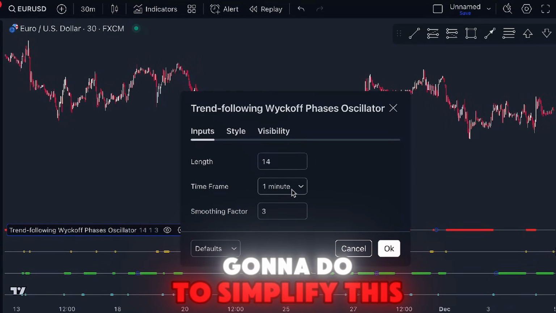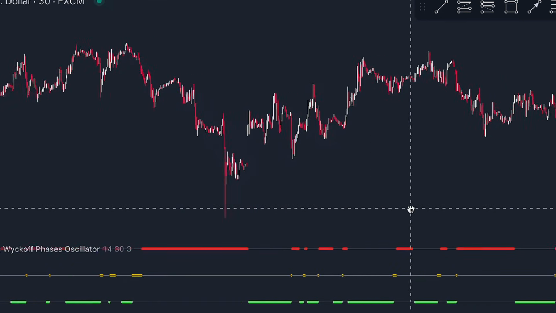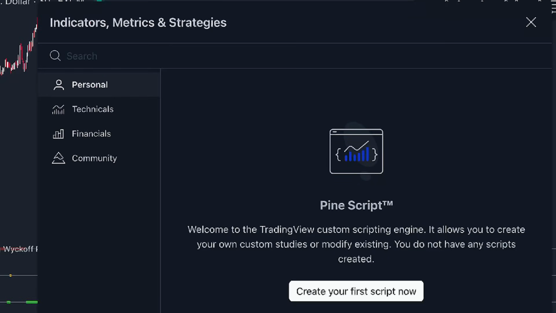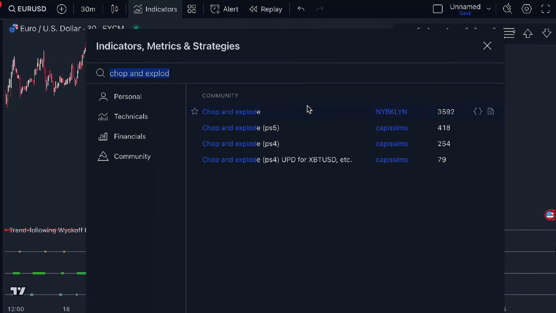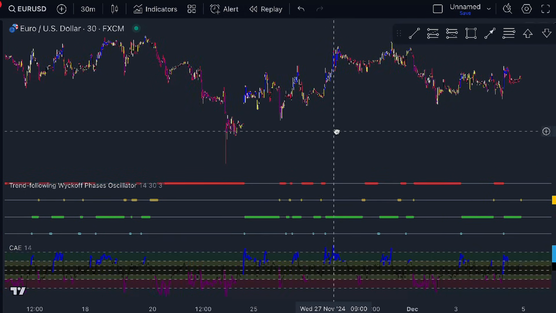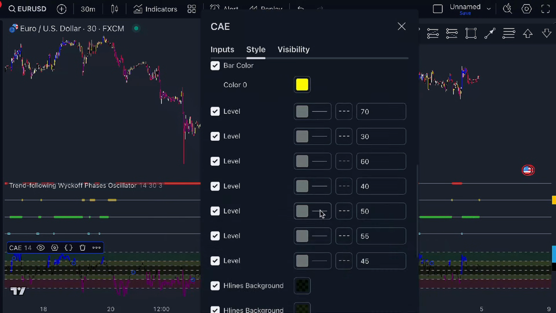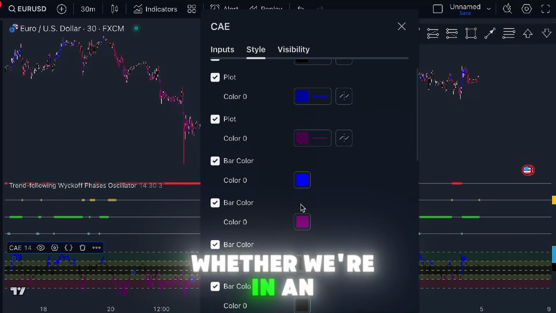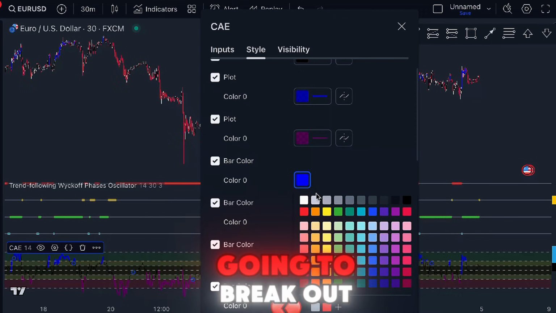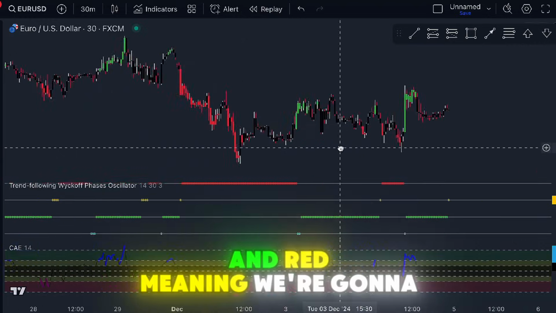So what I'm going to do to simplify this, and it makes it easier for you guys to follow, is I'm going to use the Wyckoff phase oscillator and the chop and explode. The reason for this is because the whole idea of the Wyckoff method is to avoid accumulation zones, which are basically choppiness zones, and to trade breakouts. So what the Wyckoff phases oscillator does is it tells us whether we're in an accumulation zone or whether price is going to break out and start trending. So we're going to be following this, green meaning we're going to go long, and red meaning we're going to go short.